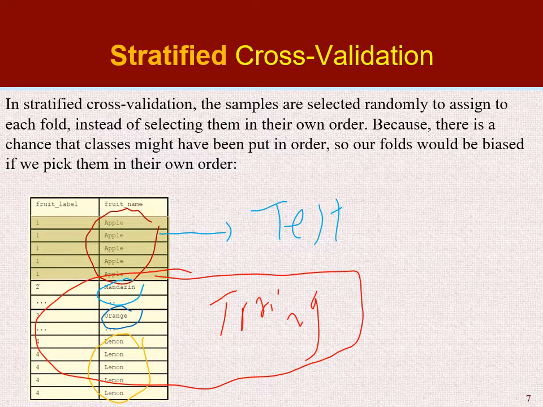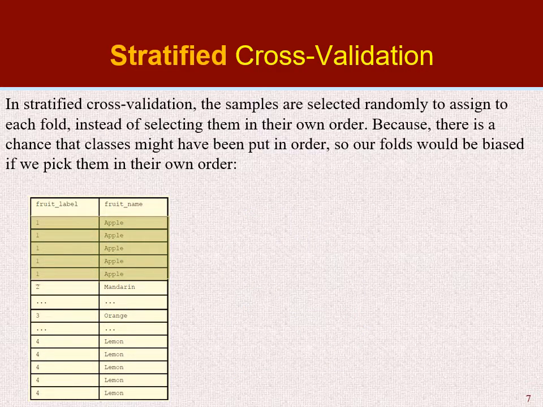That's why we're going to do this randomly. Instead of selecting in their own order, we're going to select randomly for training and test to make sure that our algorithm has seen all of the data and it's not biased.